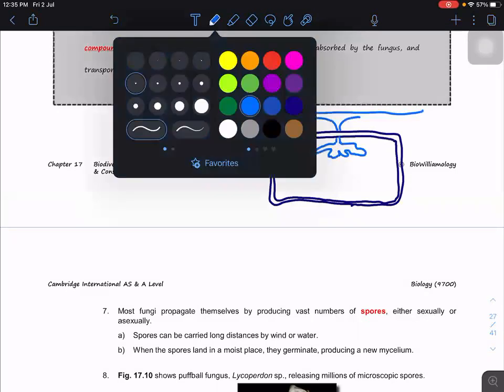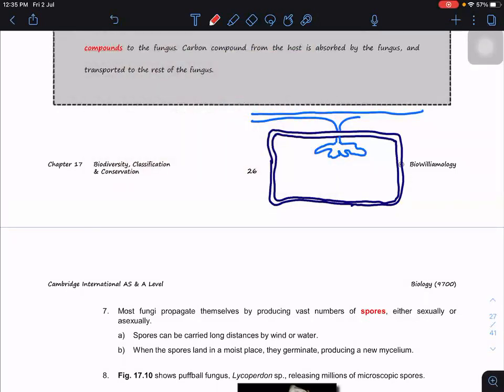So it means that if I use a red color to show the membranes of the plant, you realize that this membrane actually surrounds the haustorium. So the haustorium does not penetrate into the cell cytoplasm, but they increase the surface area for the absorption of nutrients from the plant cells. This is how they function.